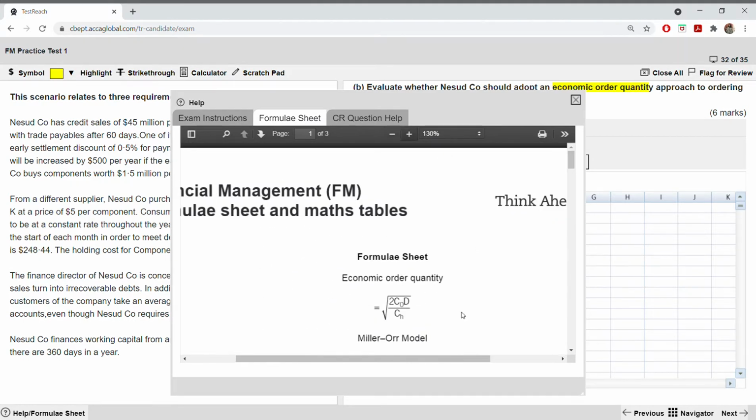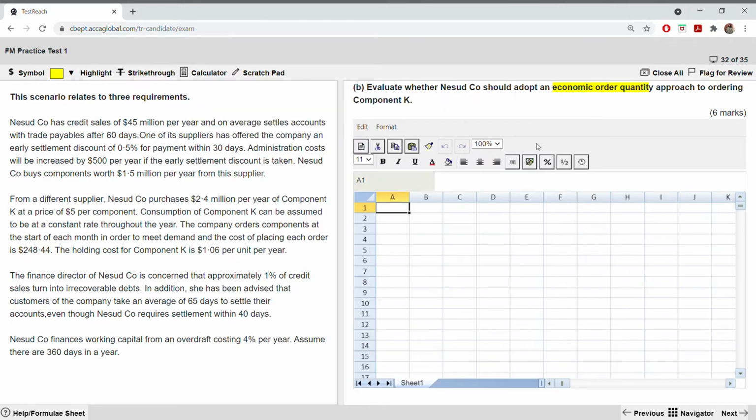So what else is there in this formula? You need to find all of these variables, whatever is there. You can see 2 into CO into D into CH. CH is cost of holding, CO is cost of ordering, and D is demand. That means you have to find 3 things: cost of holding, cost of order, and demand for you to use this formula. And this information is there in this paragraph. Second paragraph you have to use for this. It's very important. You should know which paragraph is for which requirement. You have to link.